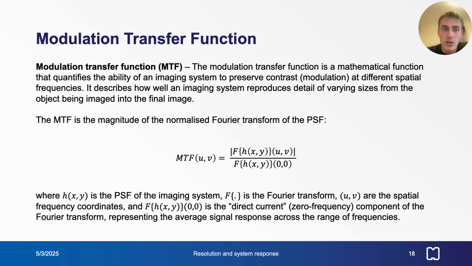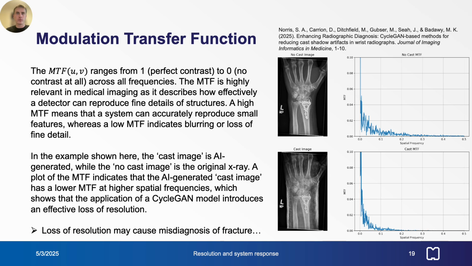as described in this equation, where h of x and y is the PSF of the imaging system, F is the Fourier transform, u and v are the spatial frequency coordinates, and F of h x y at 0 is the direct current or zero frequency component of the Fourier transform, which represents the average signal response across the range of frequencies. The MTF ranges from 1 to 0, where 1 across all frequencies corresponds to perfect contrast, and 0 across all frequencies corresponds to no contrast at all.